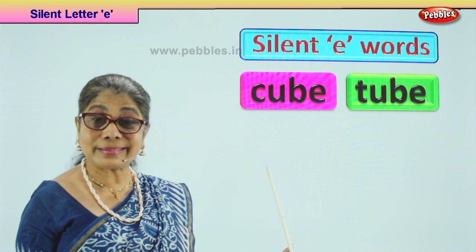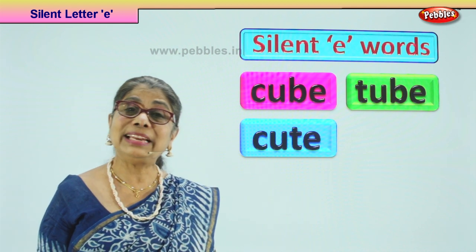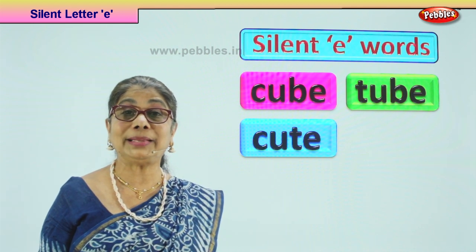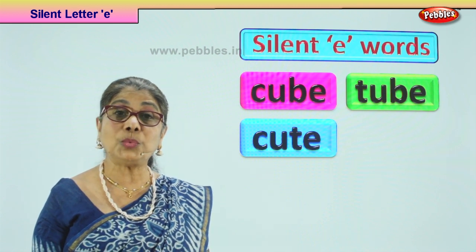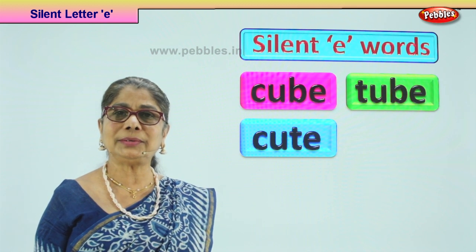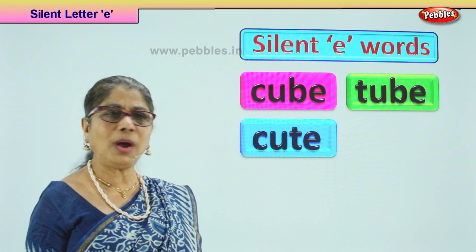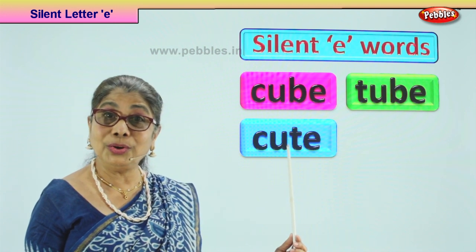Let's look at our next silent E word, cute. Little children, when they are dressed up nicely, they look very cute. All their actions and words are very cute. When you draw a beautiful picture, your mommy will say, wow, that picture is very cute. That means it's looking good.